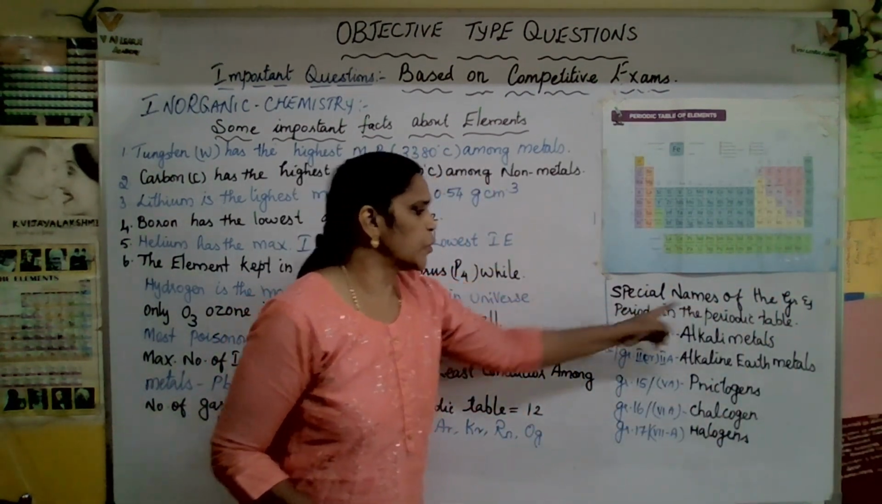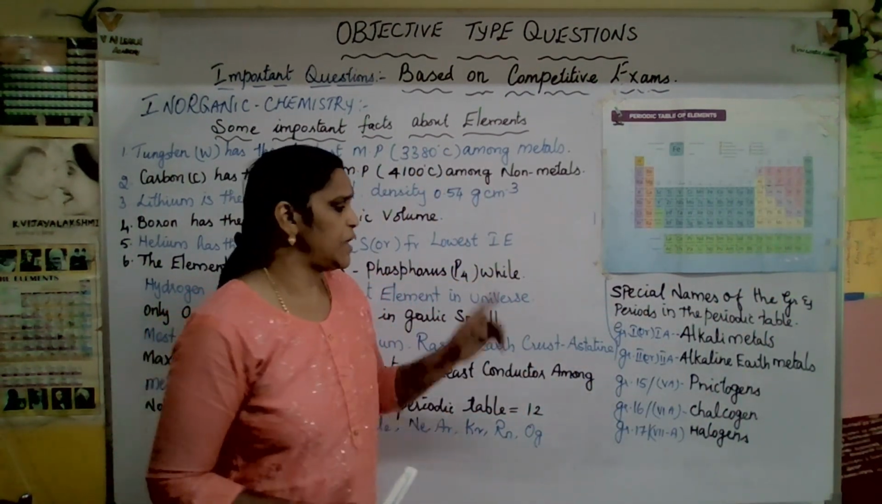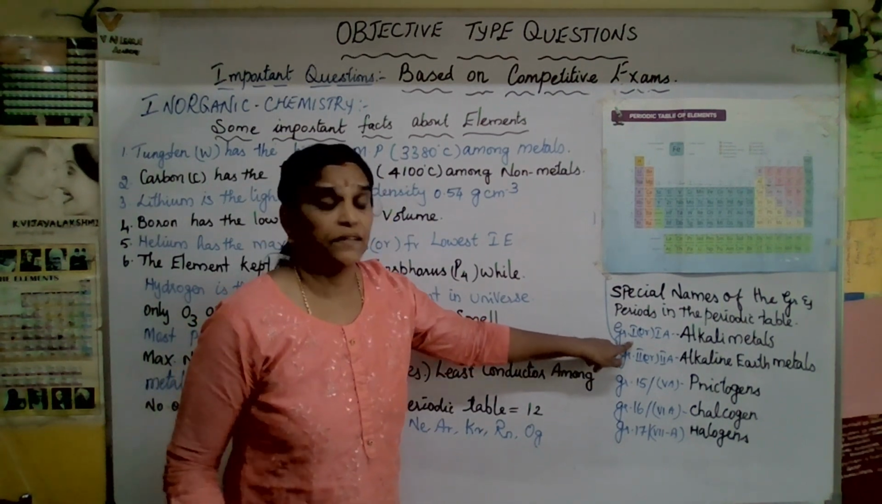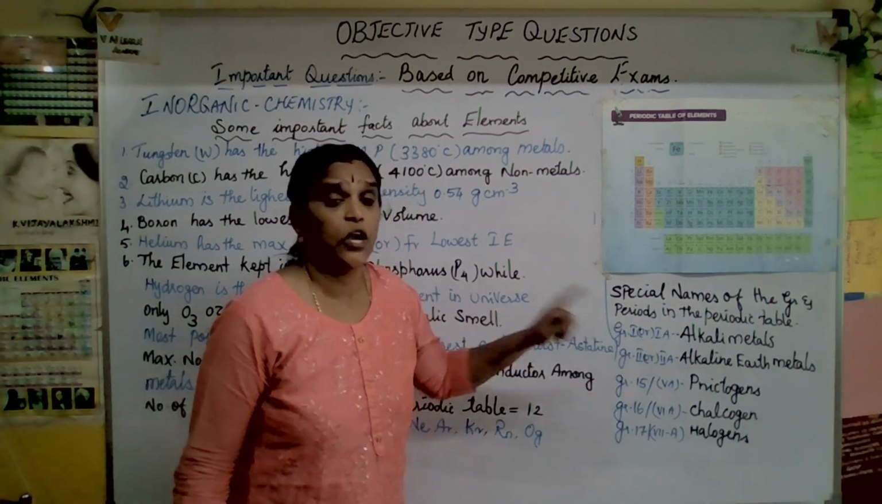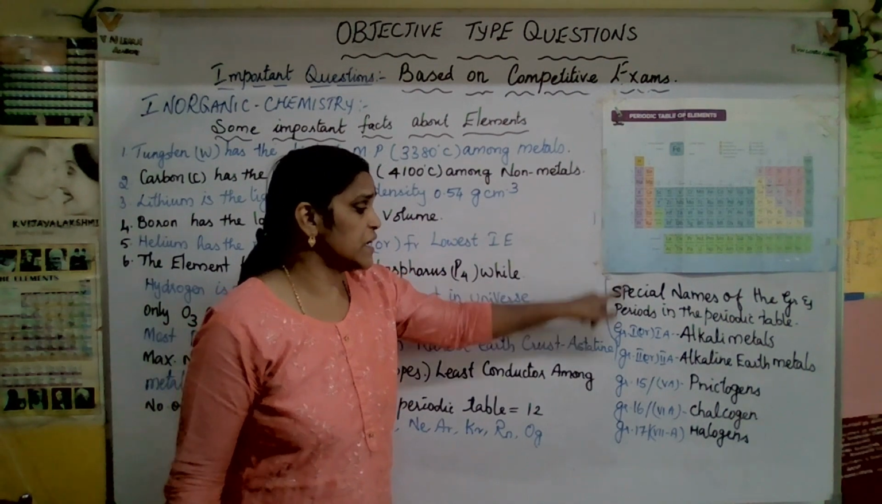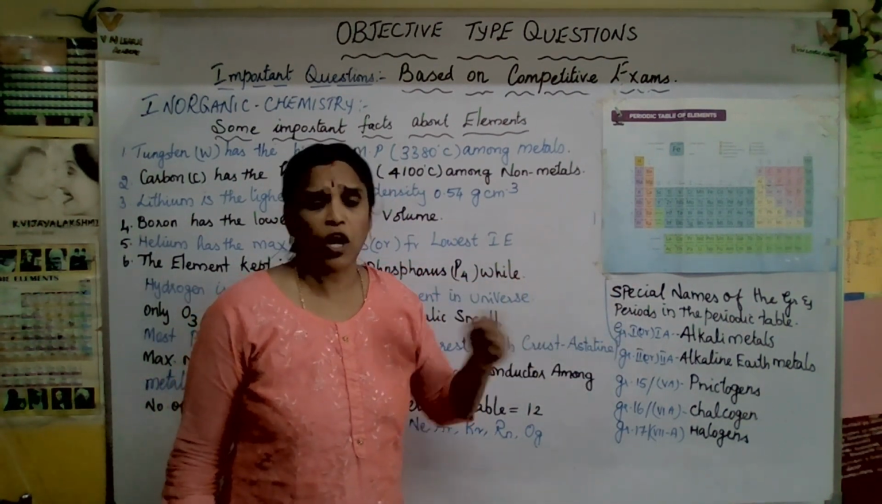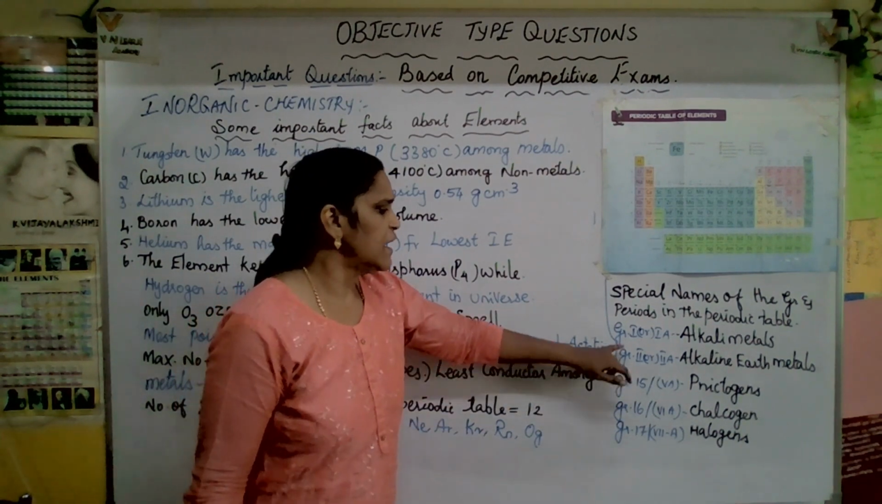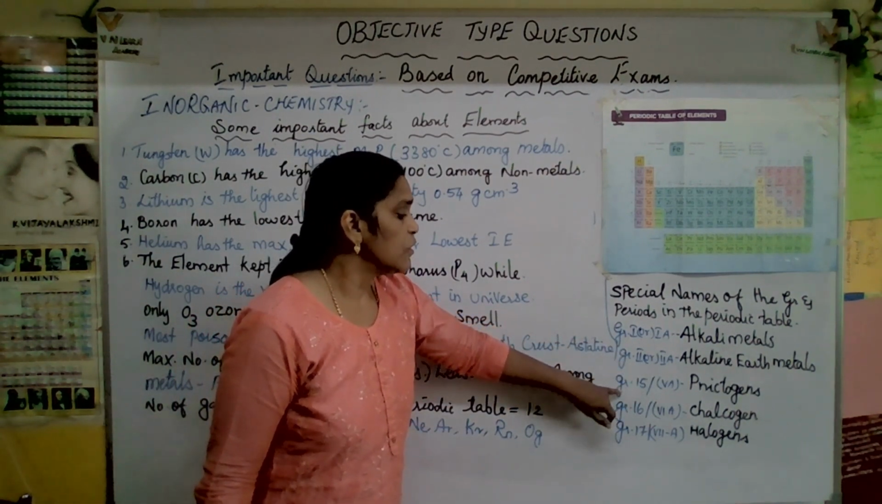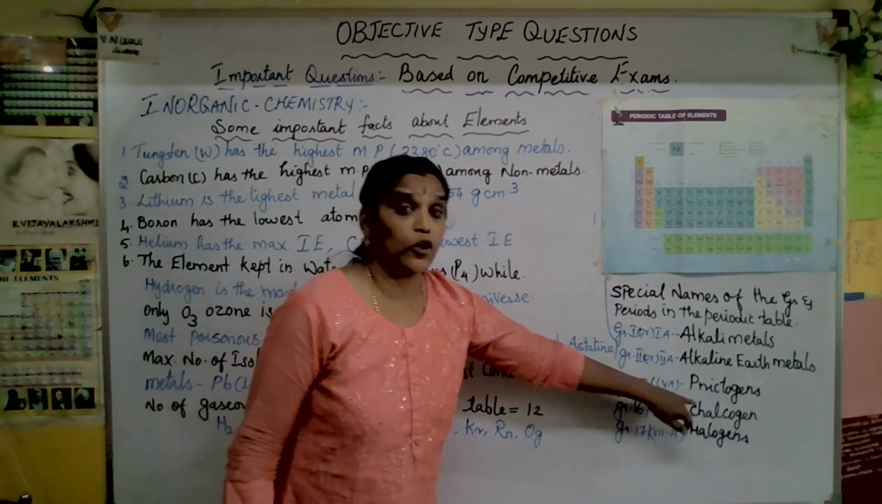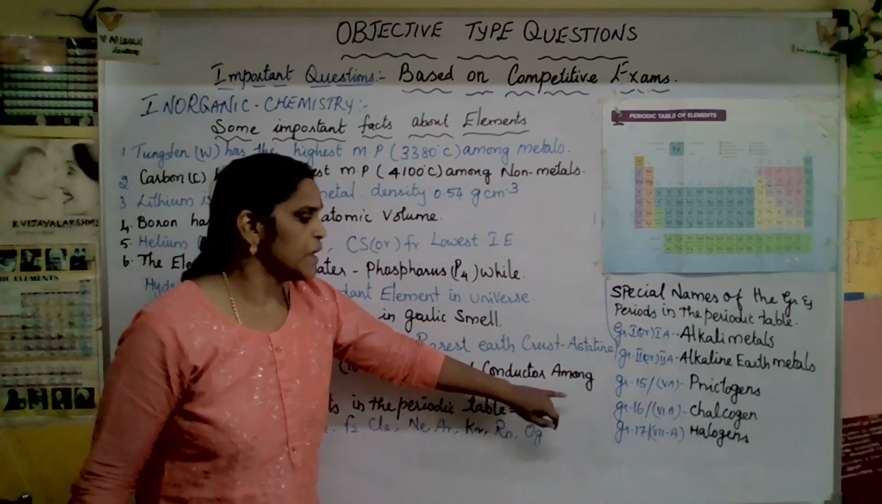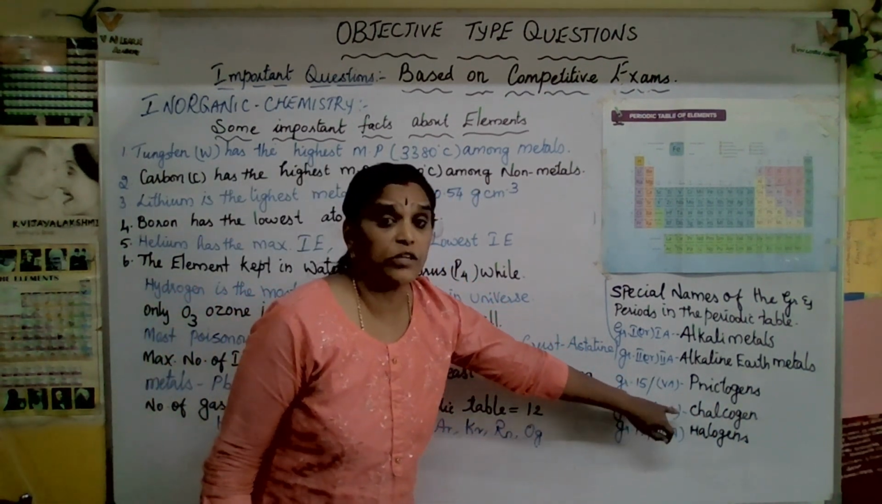Okay, now special names of the groups and periods in the periodic table. Group 1, that is 1A also, we can say alkali metals. Group 2, alkaline earth metals, that is s-block elements, you know very well, right? Now the next one, Group 15, pnictogens, the nitrogen family. Group 16, chalcogens.